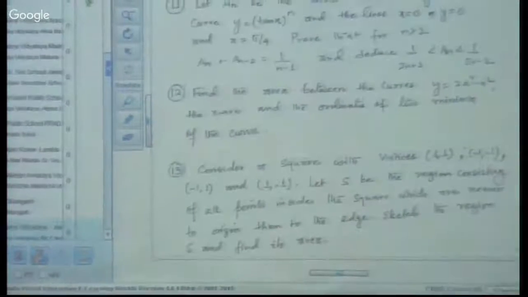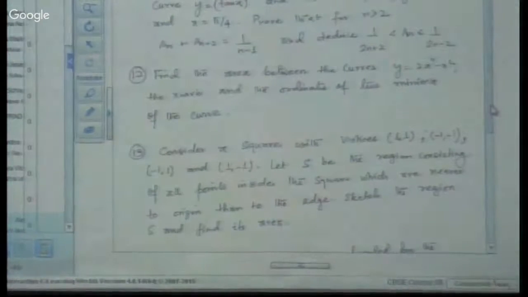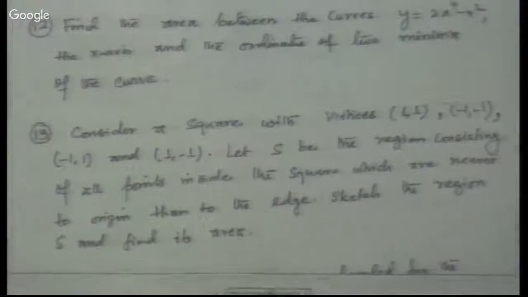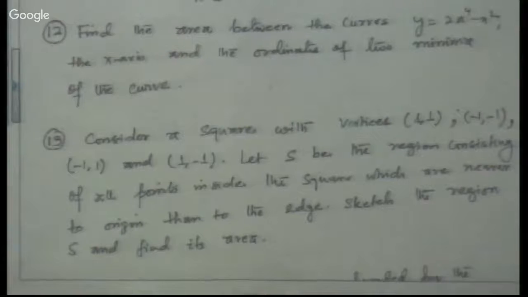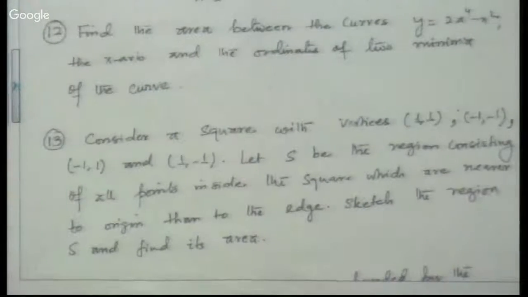Consider a square with vertices (1, 1), (-1, 1), (-1, -1), and (1, -1). See all the 4 quadrants, the vertices are put on the x = y line and the x + y = 0 line. So the vertices are 1, 1; minus 1, 1; minus 1, minus 1; 1, minus 1, right?